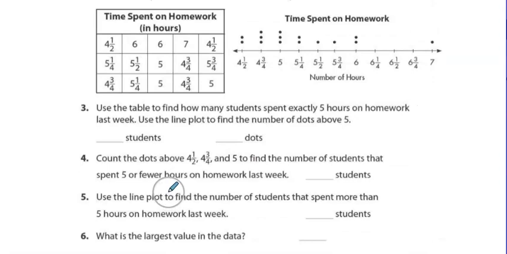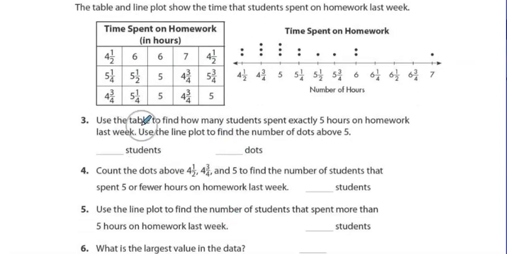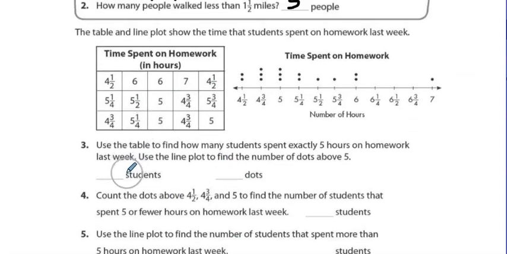So on these bottom questions, you're going to be using this information. Okay, so let's look at number 3. It says use the table to find how many students spent exactly 5 hours on homework last week. Okay, exactly. And then we'll use the line plot to figure out the number of dots. So exactly 5 would be only the numbers that are 5. You'll notice that 3 numbers are 5, so 3 students.